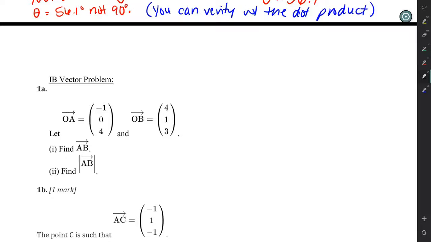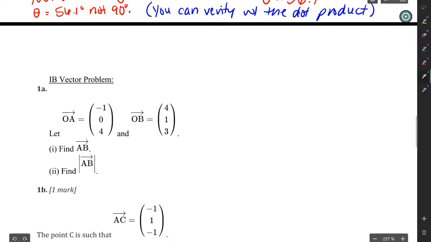Now that we've become more familiar with vector problems, we're going to do an IB vector problem. You'll notice IB writes their vectors slightly differently than what we've been doing. They're writing vector OA, which represents a vector starting at the origin and ending at point A, in stacked component form. So the -1 is the X component, the 0 is the Y component, and the 4 is the Z component. The first thing they want us to do is find vector AB.